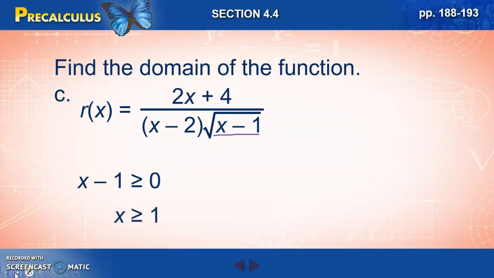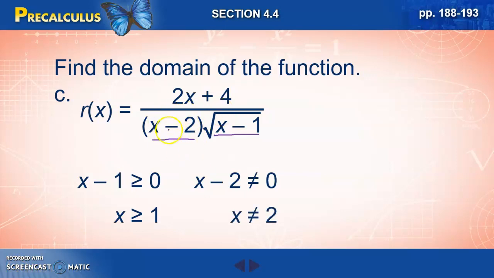We'll solve for x there. Our second restriction is that this cannot equal 0, this part of our denominator, our factor there. So we would set it up to say x minus 2 is not equal to 0 and solve for x, and we would then find that x cannot be equal to 2, x does not equal 2.